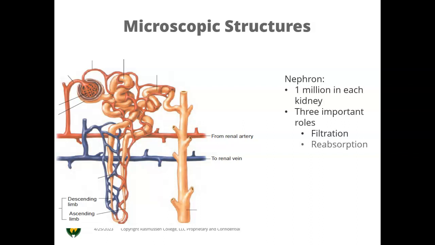After filtration, we have reabsorption. So after the blood and the water are filtered, most of the water and some of the electrolytes and amino acids are returned to the peritubular capillaries, and they re-enter the circulating blood. And after that reabsorption happens, we have secretion. And this is the final stage where urine is actually formed. It then goes into the ureters, ureters to the bladder, bladder to the urethra, urethra to the urinary meatus.